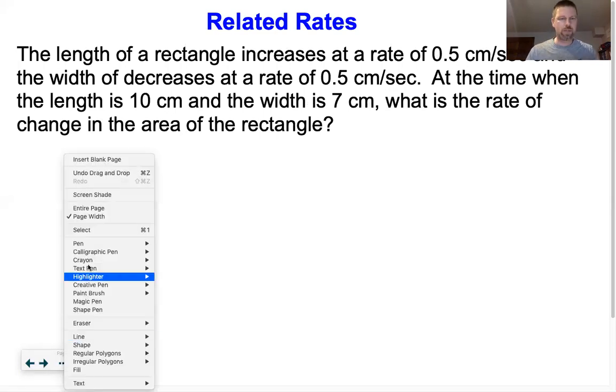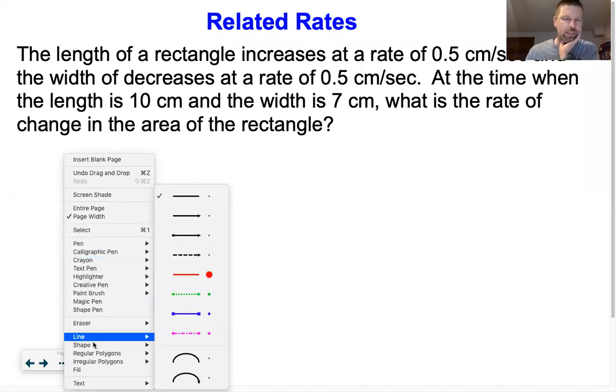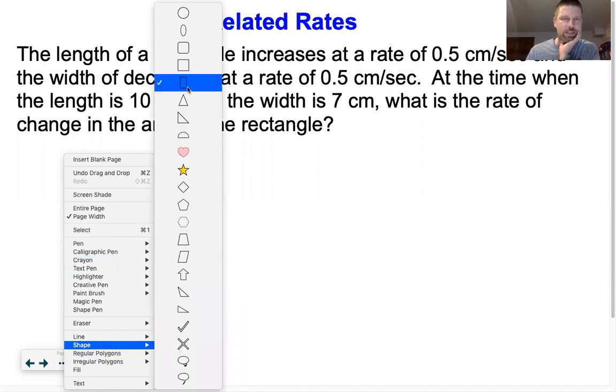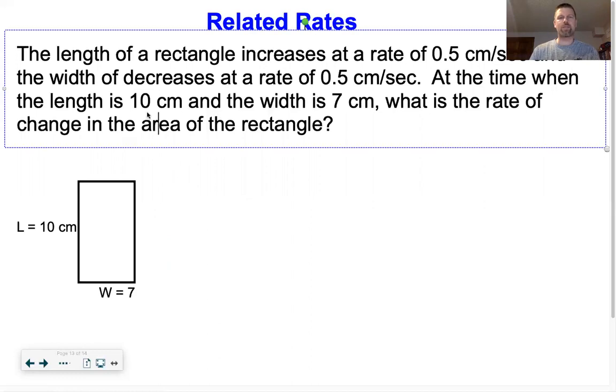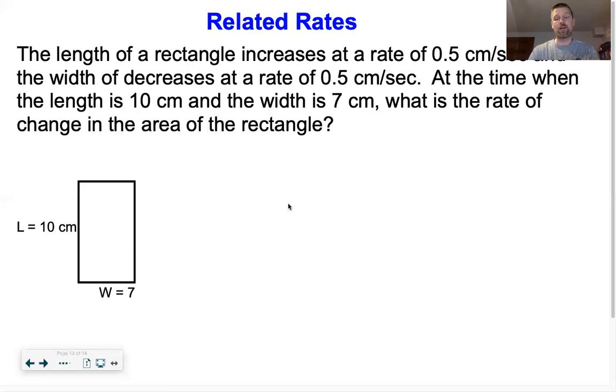Since we're talking about rectangles, sometimes it can be really helpful to draw a picture, especially if you have time. If you don't have time, it's not necessary, but I'm going to. And it's asking about the rate of change in the area. So I've got to compare area to length and width. I know how to do that. The area of a rectangle is equal to the length times the width.